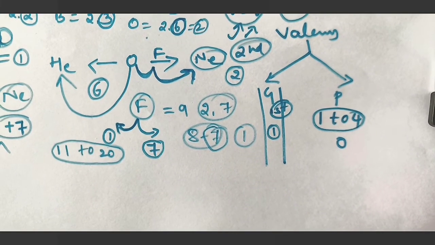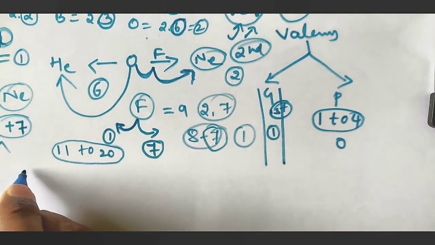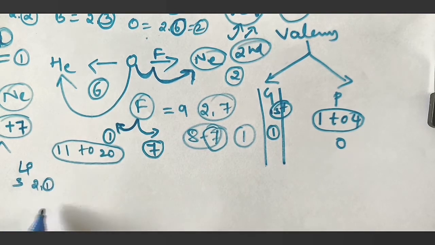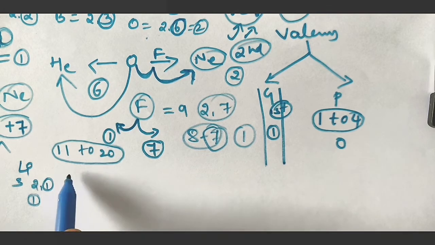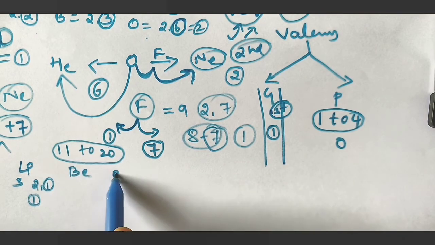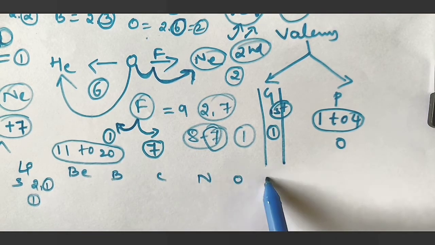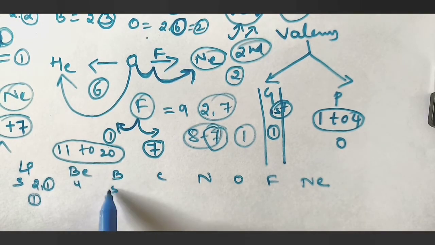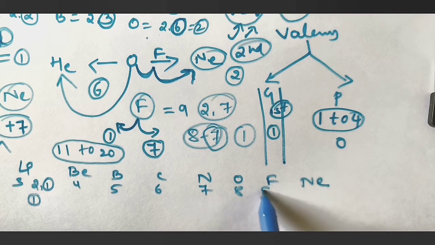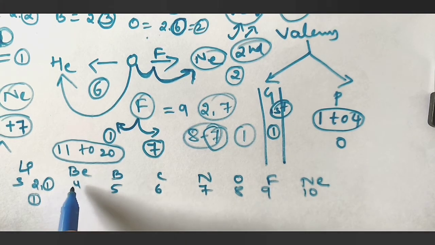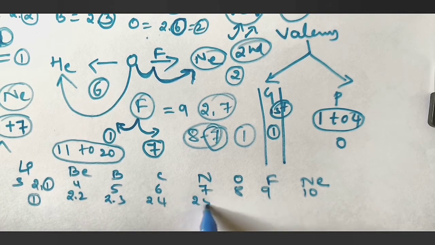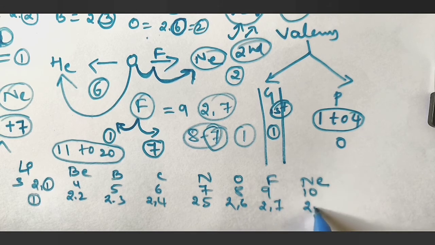If you take the second period, children, the elements start from lithium. Lithium's atomic number is 3, so 2, 1, valence electron is 1, so valency will be 1. Next: lithium, beryllium, boron, carbon, nitrogen, oxygen, fluorine, neon. Write the atomic numbers: 3, 4, 5, 6, 7, 8, 9, 10. The electron configurations are 2,1; 2,2; 2,3; 2,4; 2,5; 2,6; 2,7; 2,8.